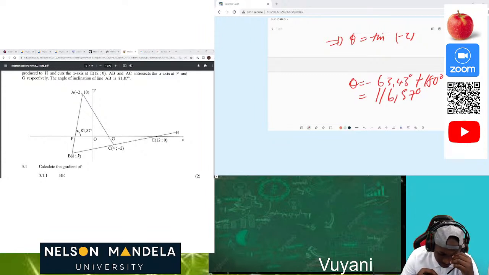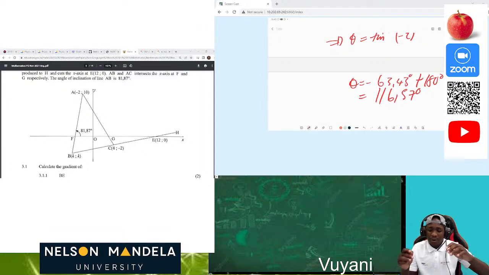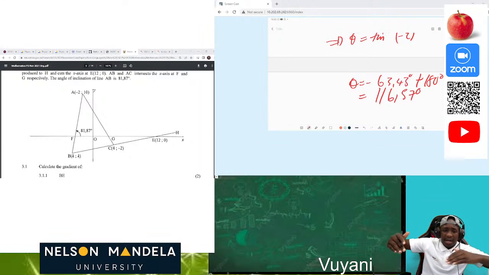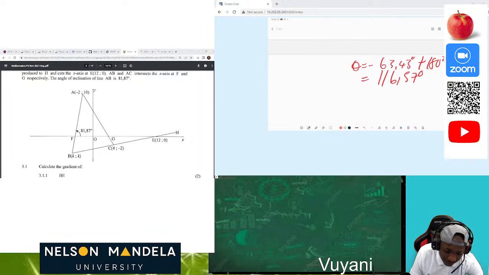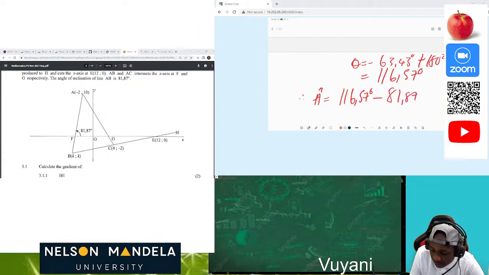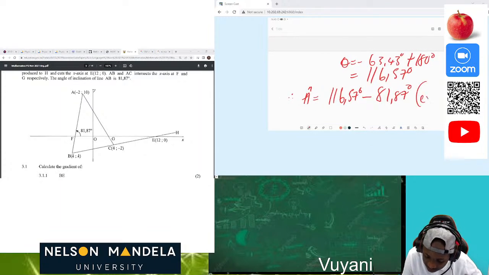So that will be our angle of theta there. Then after that, we can calculate the angle of A, because that theta, when you look at that triangle, is going to be the angle of A, X, y. So for the angle of A, we say 116,57 degrees minus that 81,87, which is the angle of inclination of line AB. Then what's the reason? We can see that it's the exterior angle of a triangle.